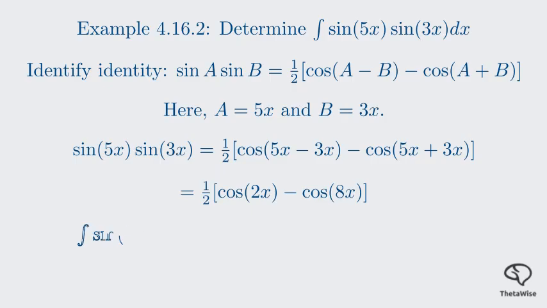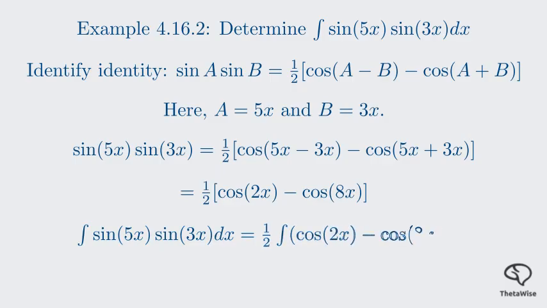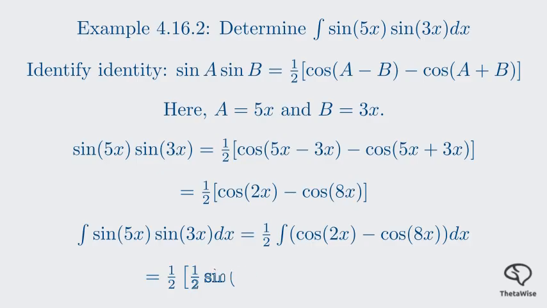We replace the product in our integral with this expression. We pull the 1/2 constant out, leaving us to integrate cosine 2x minus cosine 8x. We integrate term by term. The integral of cosine 2x is sine 2x over 2. The integral of cosine 8x is sine 8x over 8. This gives us 1/2 times the quantity sine 2x over 2 minus sine 8x over 8 plus c.